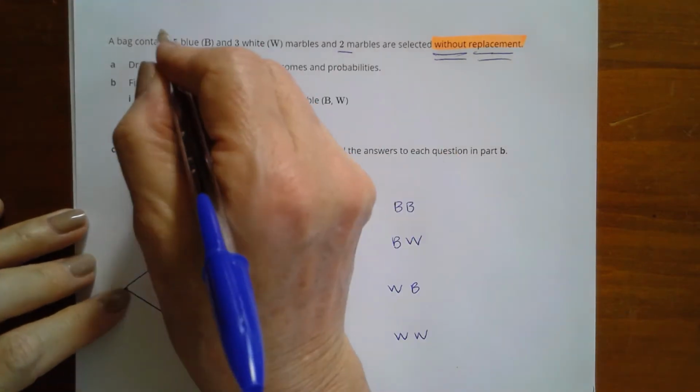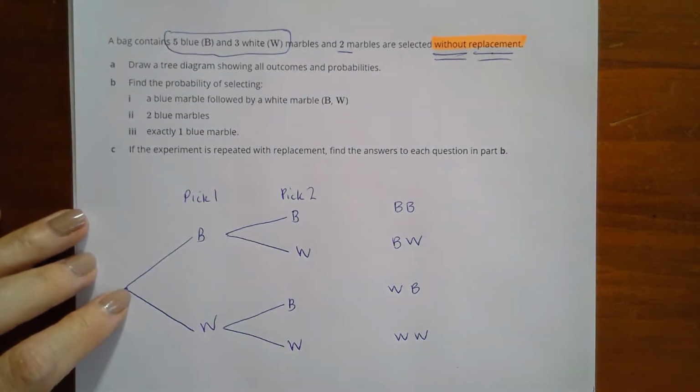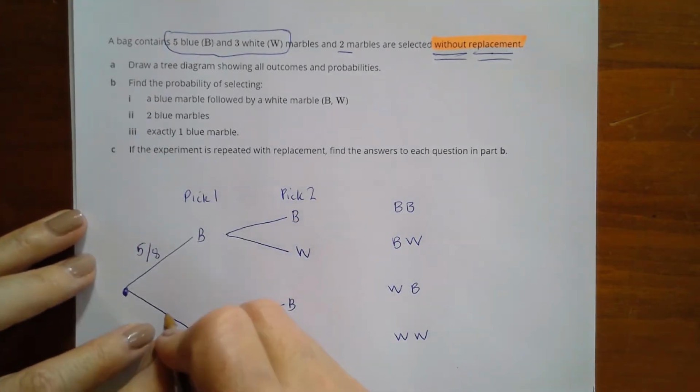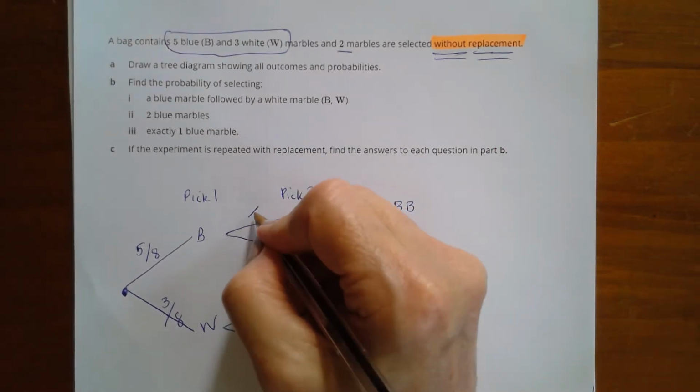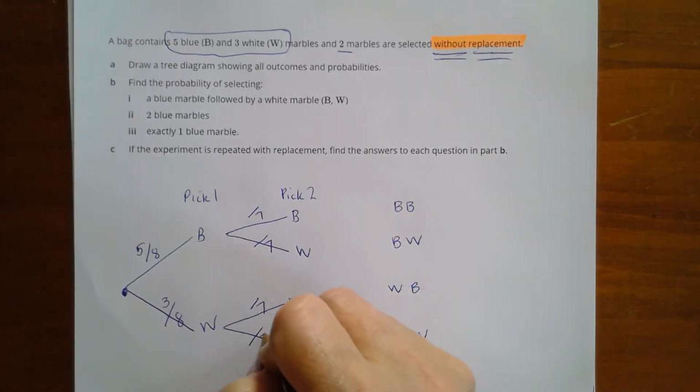When I look here, it says it contains 5 blue and 3 white, so 8 altogether. So the probability of blue is 5 out of 8, and the probability of white is 3 out of 8. Now remember, I'm without replacement. So for my next pick, there are only 7 marbles in that bag. So my denominator is 7 because it's a choice of 7.